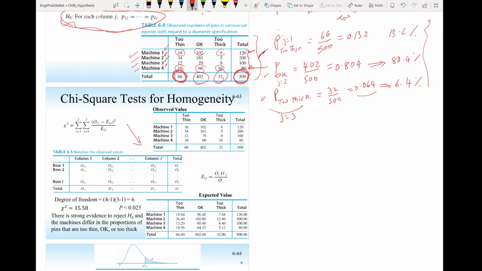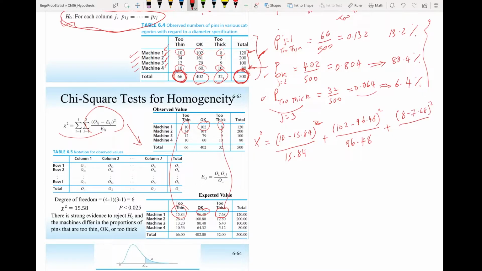So if we do this example, then this summation, I will just do a couple of them. X squared equals this with this one. So that will be 10 minus 15.84 squared over 15.84. Plus the next one, this and this. 102 minus 96.48 squared divided by the expected value, 96.48. So I am extracting this summation. Plus this and this divided by 7.68, plus all the way to the last one, this one and this one. 10 minus 5.12 squared divided by the expected value. If you do all the summation, you will get this value, 15.58.